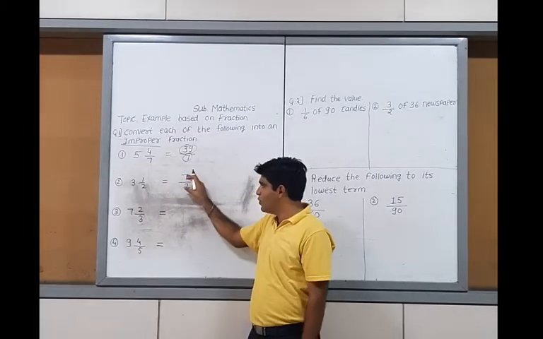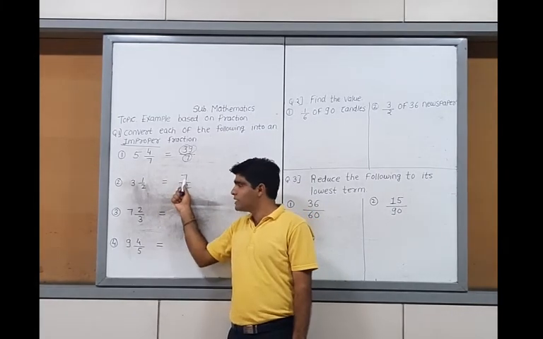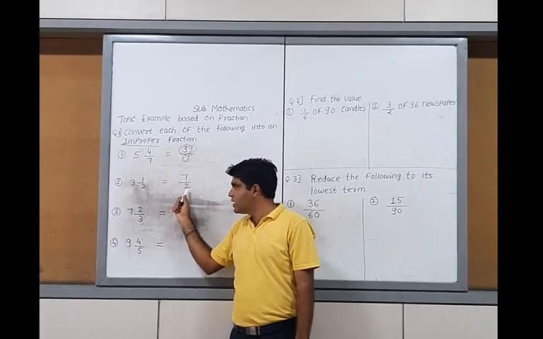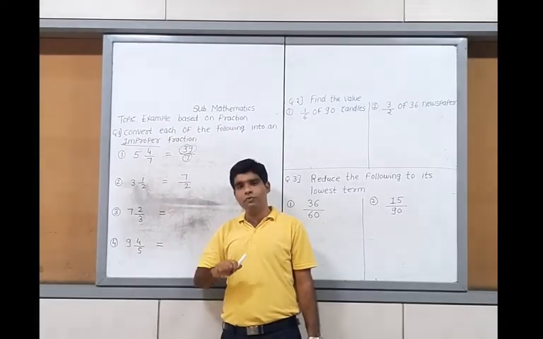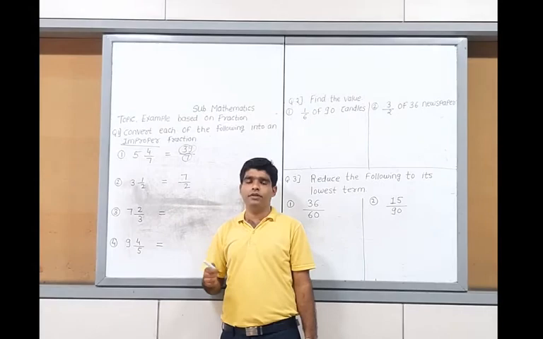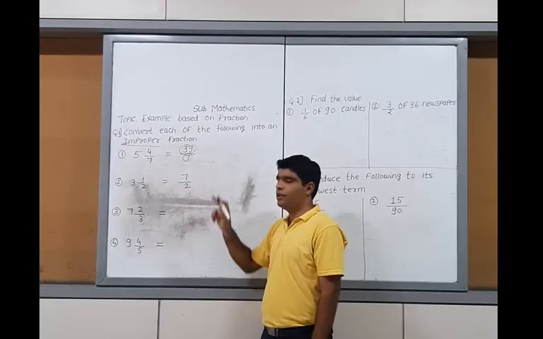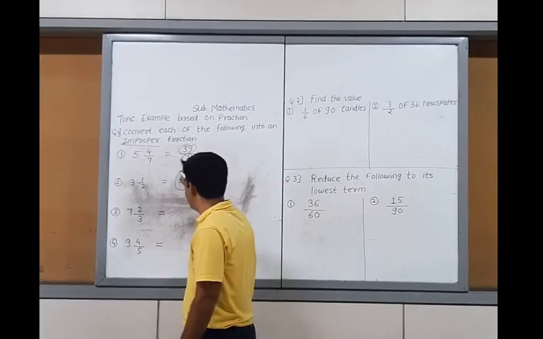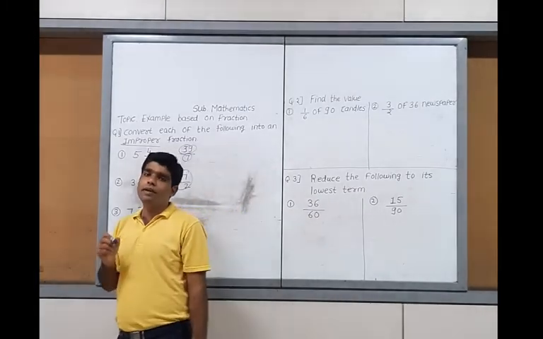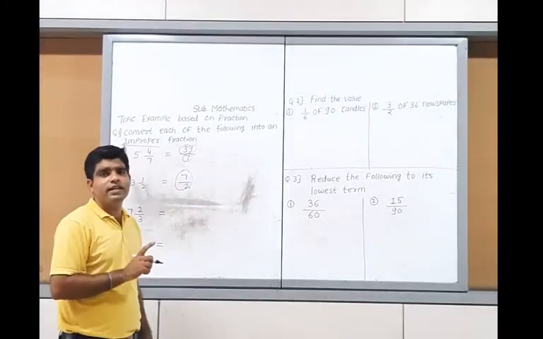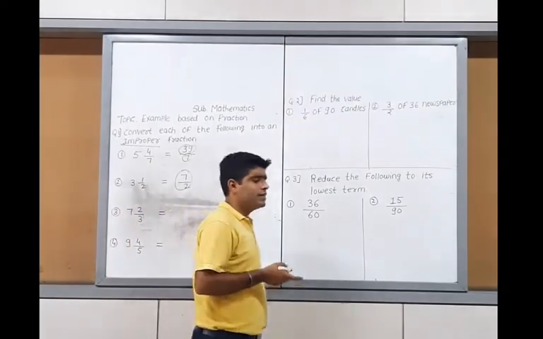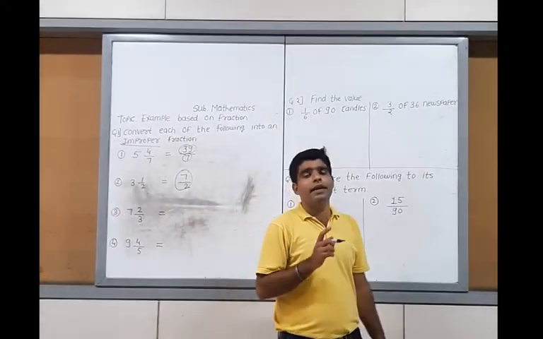Now 7 upon 2: the numerator is 7 and the denominator is 2. The numerator is greater than the denominator because 7 is always greater than 2. That is why 7 upon 2 is also an improper fraction, because the numerator is greater than the denominator. This type of fraction is called an improper fraction.